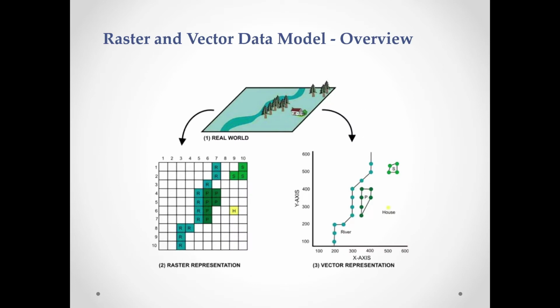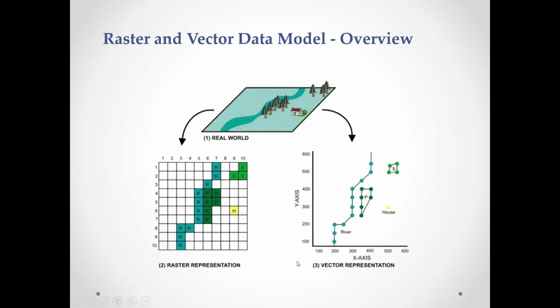Raster and vector data model overview. This is the real world, and we will represent this real world in the GIS. This is the raster representation, where these square boxes are used to represent the real world. These blue boxes are representing the river of this map, and these green boxes are representing the vegetation, these trees, and this yellow box is representing the house which is present in the real world.